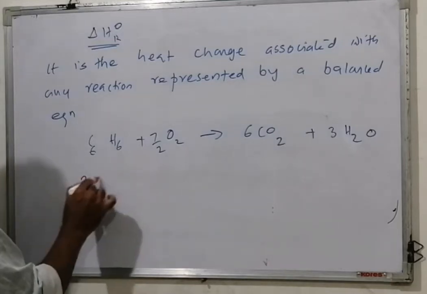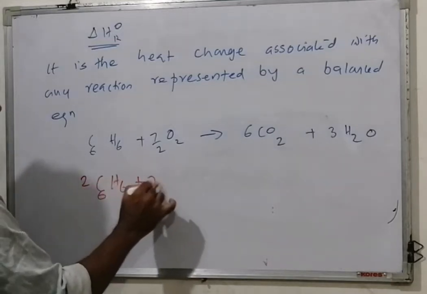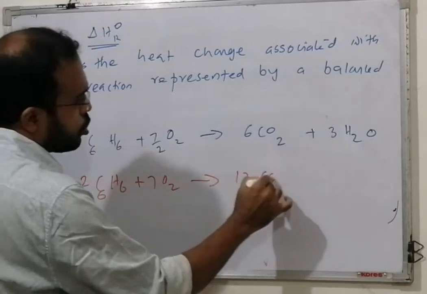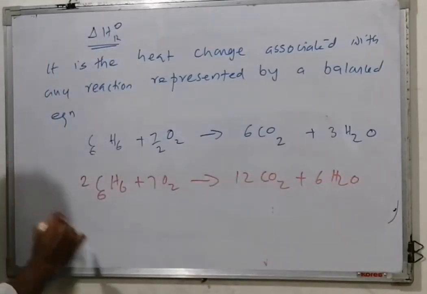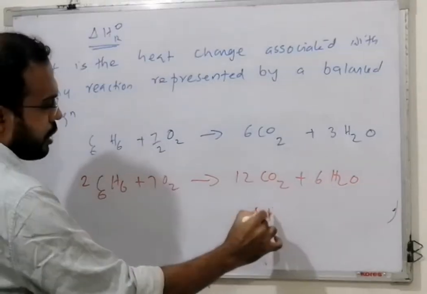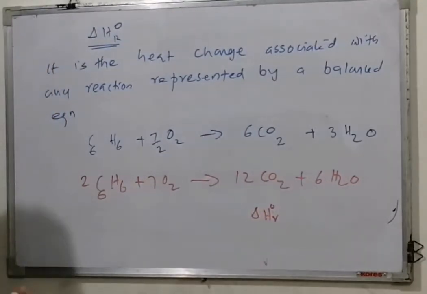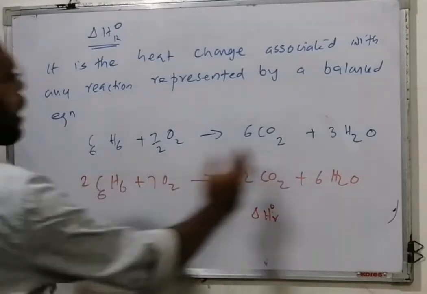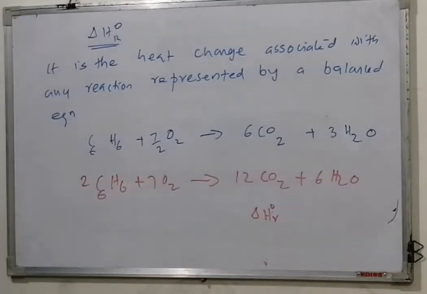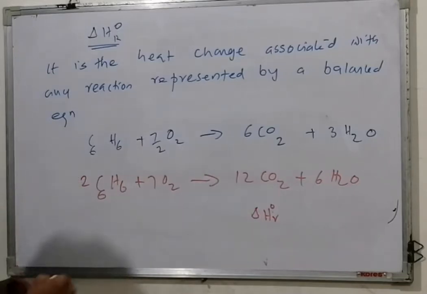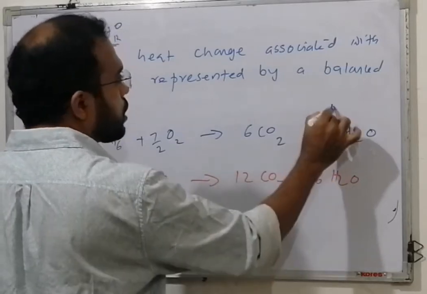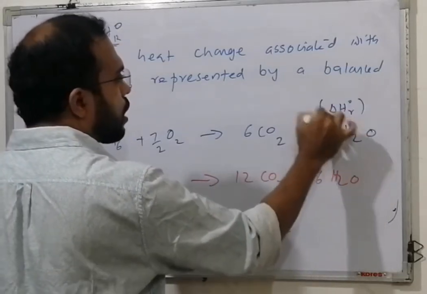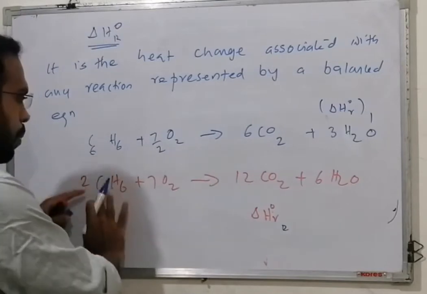Or you write like this: 2C6H6 plus 7O2 gives 12 CO2 plus 6H2O. Enthalpy of reaction means heat change during this reaction. Here when 1 mole, here 2 mole. Here also an enthalpy of reaction. This is suppose 1, 2, this is 1. Both are different because here the number of moles is changing.